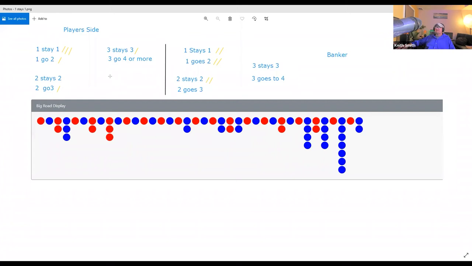Do you want me to go on? Absolutely. Now we're on the banker side again, with this three in a row. So we would have marked that up: one goes to two, the two goes to three, and the three stayed three. Then we're going to go one more over to the player, the one stayed one.